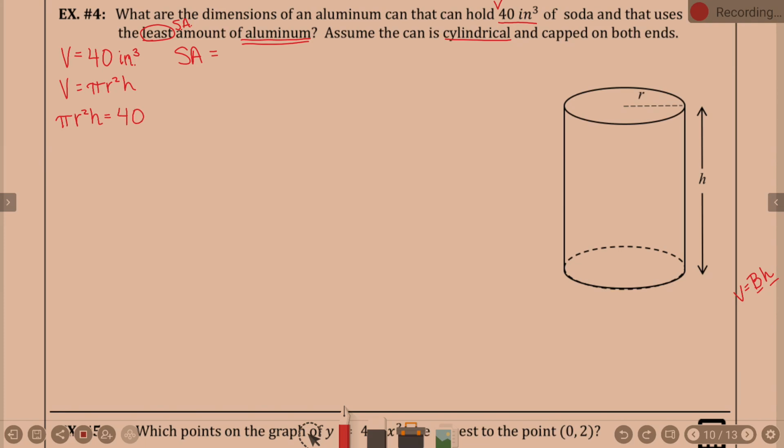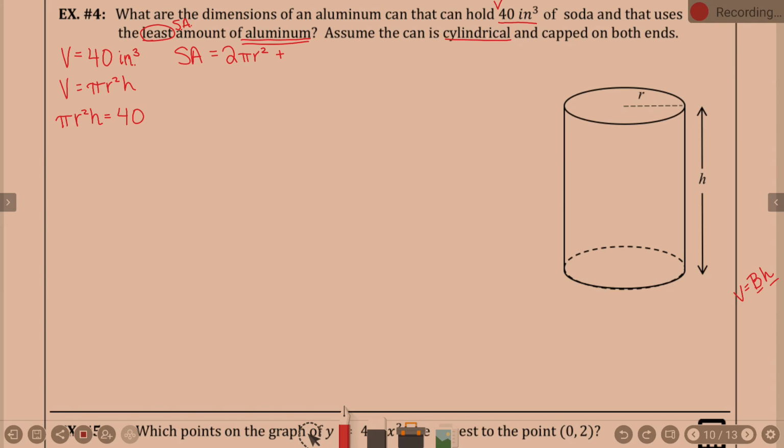That's my secondary equation. What I'll be able to do is solve that for either r or h, and we'll sub it into our other equation. Now, surface area is the area of all of the surfaces. So we have this can here. What do you know about the bottom? It's a circle, so the area of a circle is pi r squared. What do you know about the top? It's a circle, so we know the top and bottom are going to be 2 pi r squared.